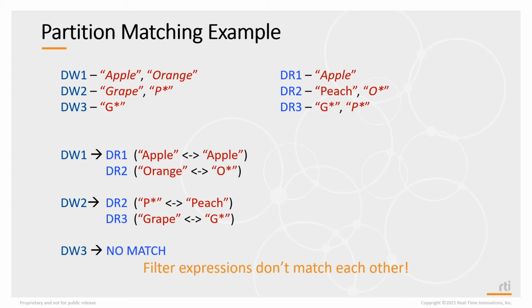Note, data writer 3 has no match. So you might think, well, data writer 3 has G star and data reader 3 has G star, so they should talk to each other. But no. Again, filter expressions used for matching, these regular expressions, are not going to be matching each other. We don't compare matching filters to matching filters. We only can compare matching filters to concrete partitions.